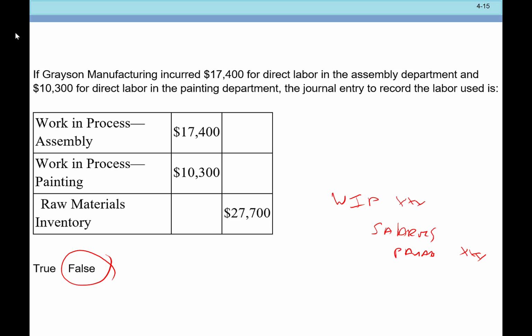If Grayson Manufacturing incurred $17,400 direct labor in the assembly department and $10,300 for direct labor in the painting department, the journal entry to record the labor is going to be what? Although it would be by department, it's going to be a debit to work in process, and for labor, it's going to be a credit to what? Salaries payable, not raw materials. This would be appropriate for what? For direct materials, wouldn't it? Okay, so this is false.